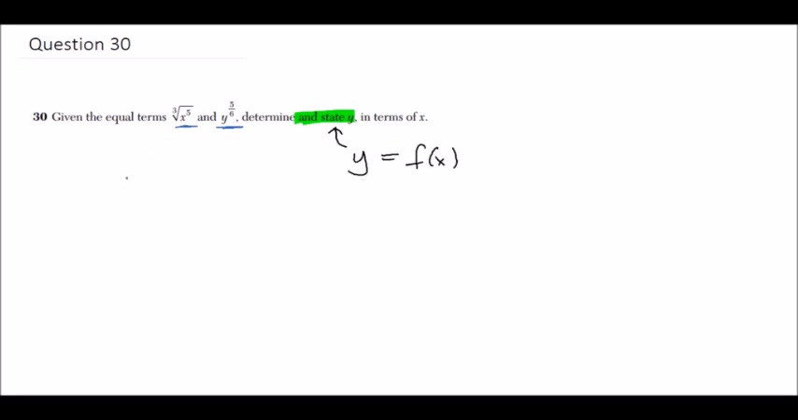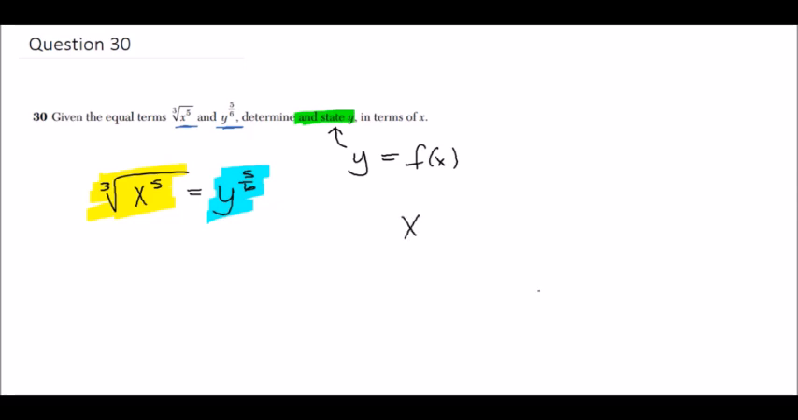So we are told that these are equal terms. And what we want to do is get y by itself. Now, what we have here is a radical form and then an exponential form here. Let's get them both into exponential form. That will make this problem a heck of a lot easier.